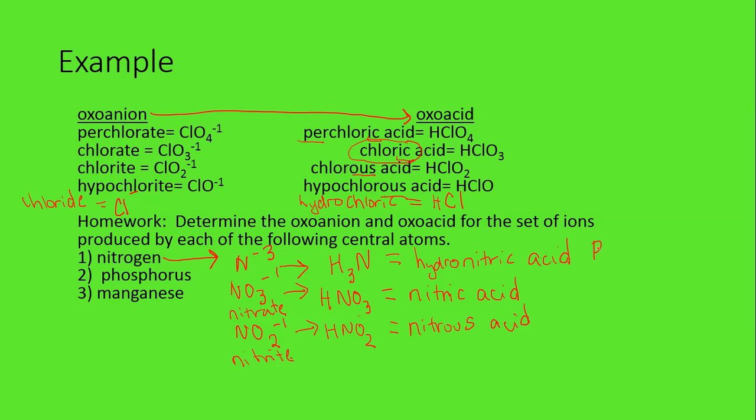So let's just start with elemental phosphorus, P-3, which means it would be H3P. And based on our rules, it would be called hydrophosphoric. I ran out of room. Acid. All right, so let's start with phosphate. PO4, -3. Remember, -ates become -ic. So it would be phosphoric acid.